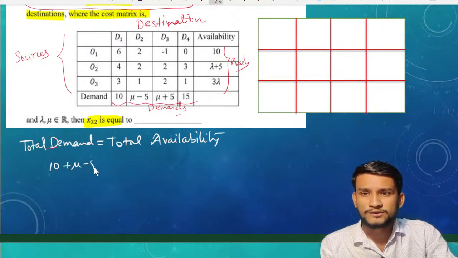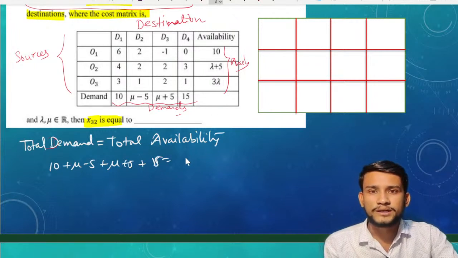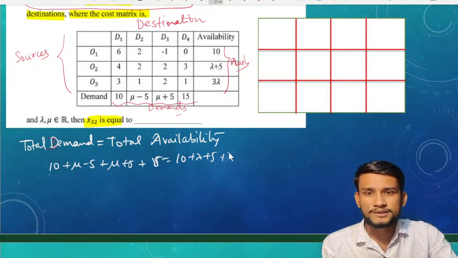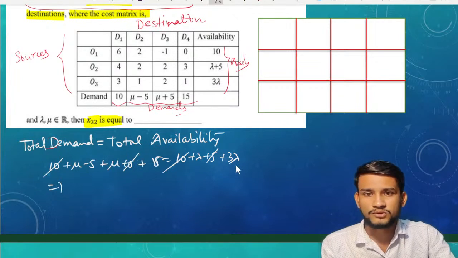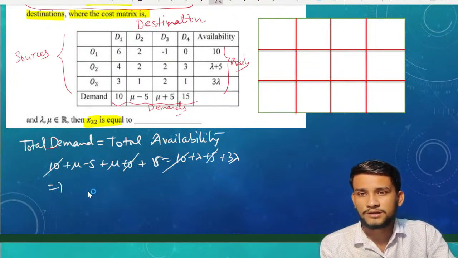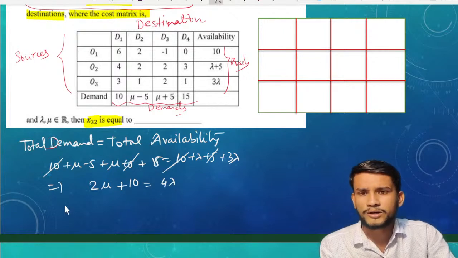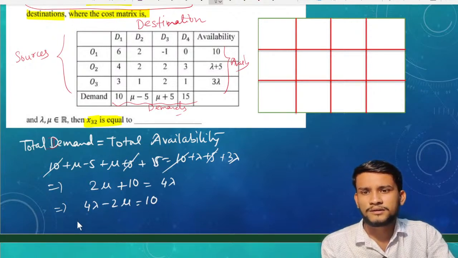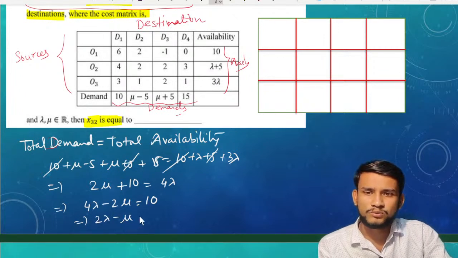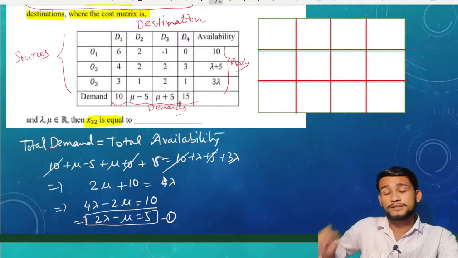Total demand is 10 plus mu minus 5 plus mu plus 5 plus 15, and this equals the availability, 10 plus lambda plus 5 plus 3 lambda. So 10 cancels, and 5 cancels with 5. This gives 2 mu plus 10 equals 4 lambda. That means 4 lambda minus 2 mu equals 10, so 2 lambda minus mu equals 5. So we get a relation between lambda and mu. Suppose this is relation 1.